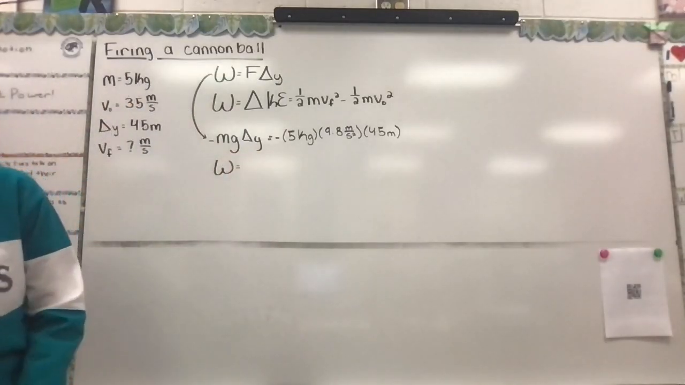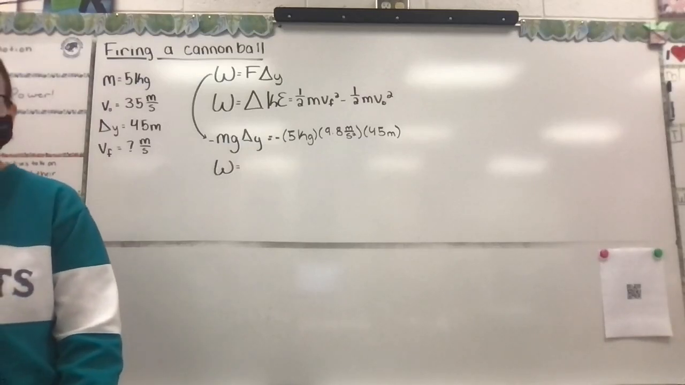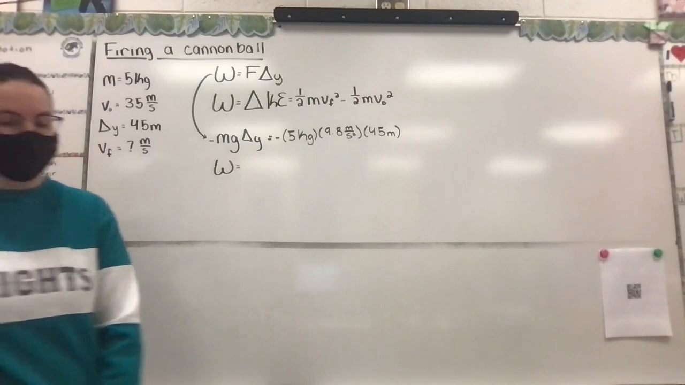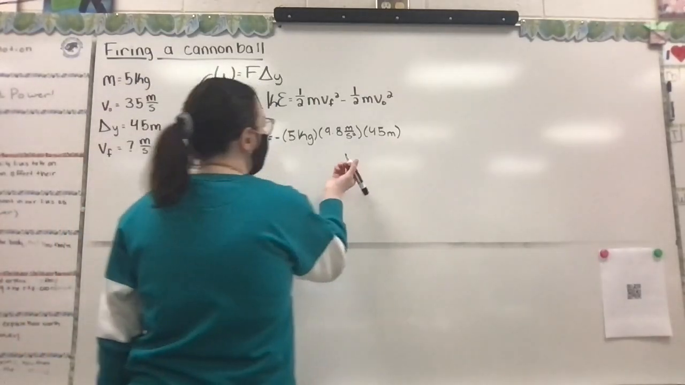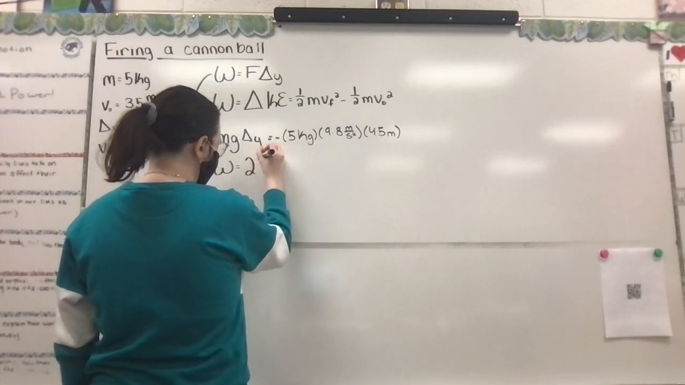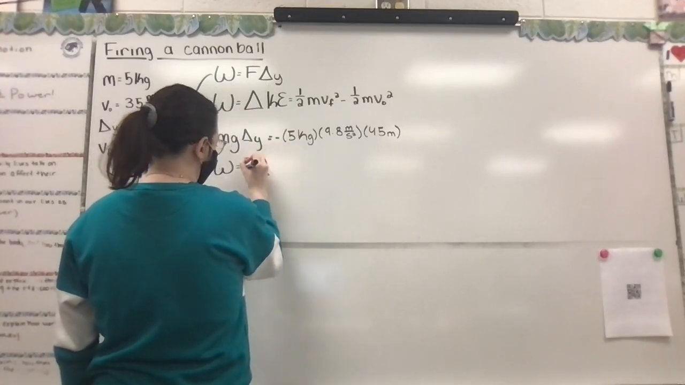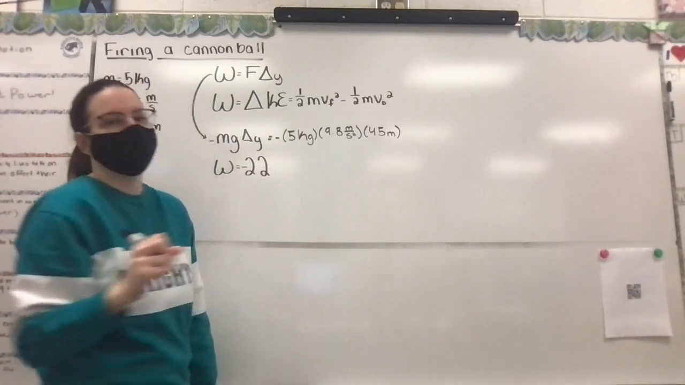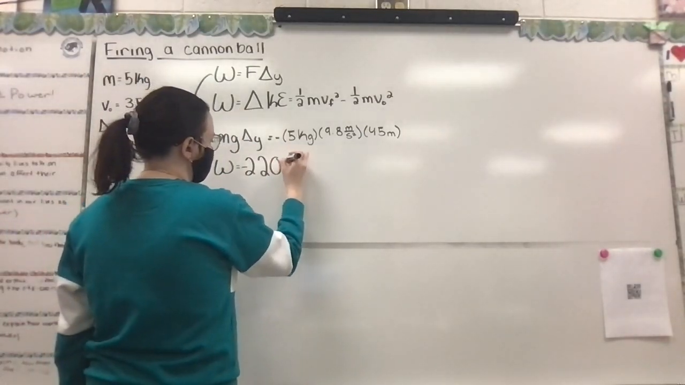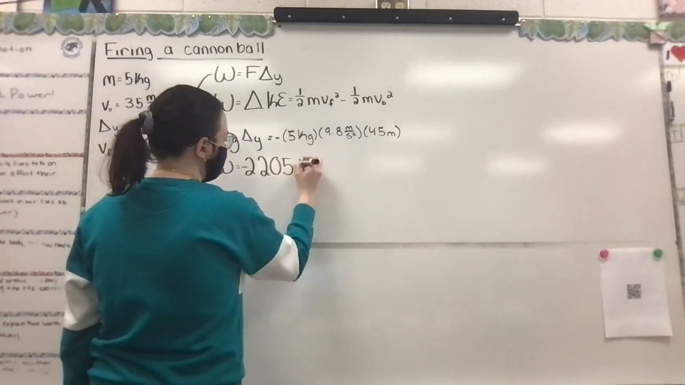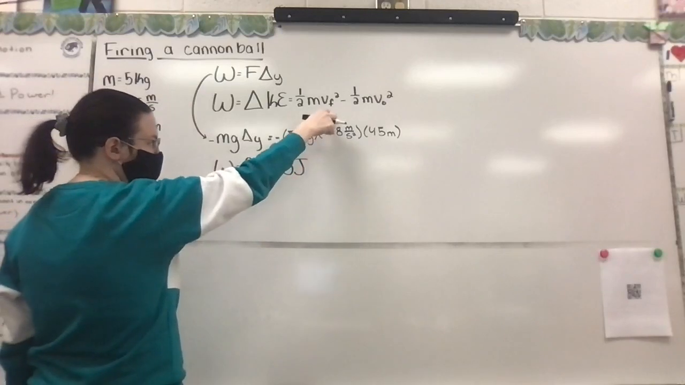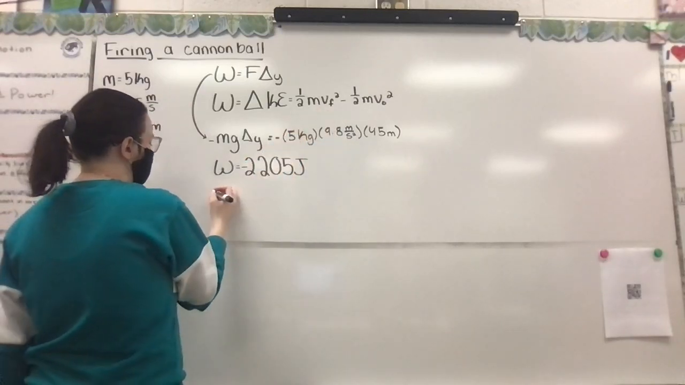Did you say 2 joules? That's wrong. It's 2,205. That's a little high, it's negative 2,205. Let me know if you guys agree. I agree. 2,205. What are the units? Joules. Okay. Now that we found that, can we solve for v final? Yes, we can. Awesome.